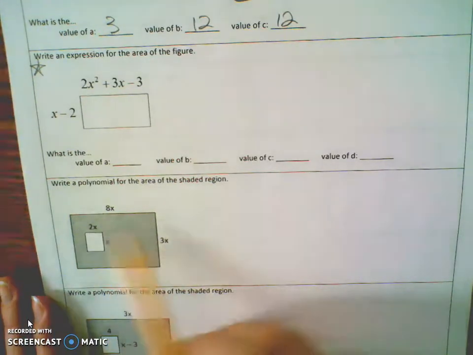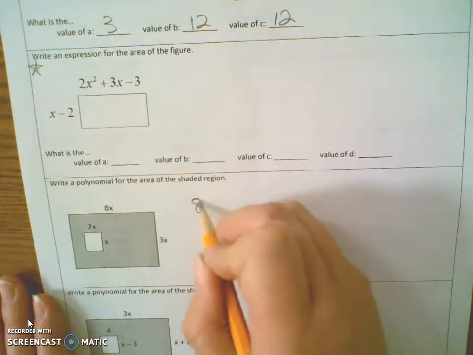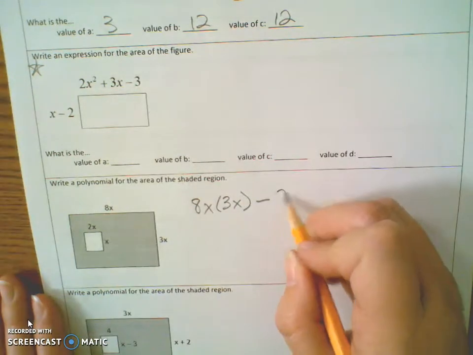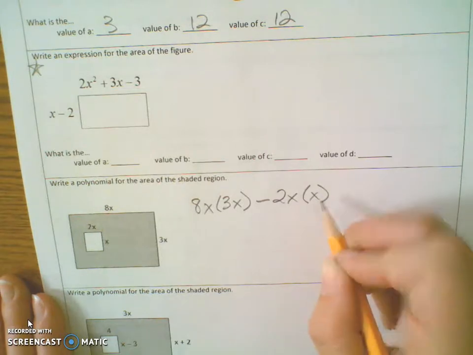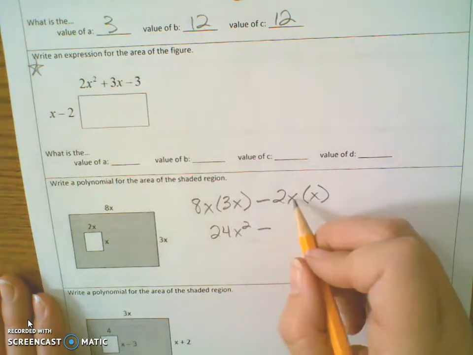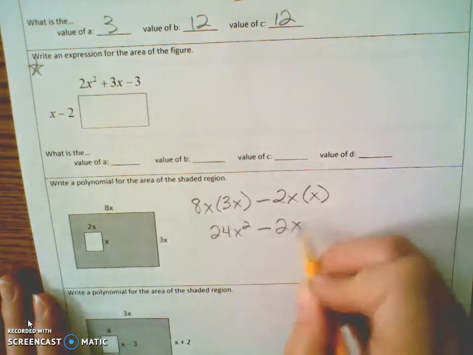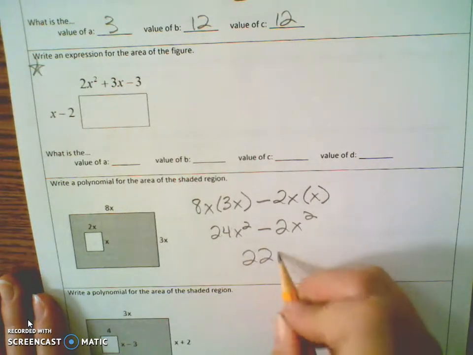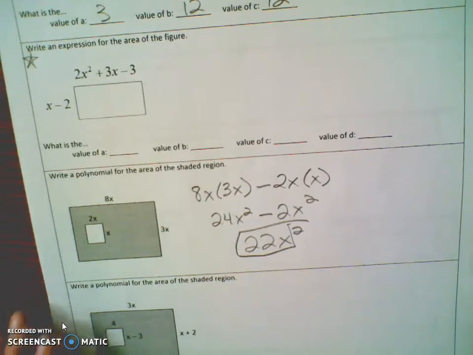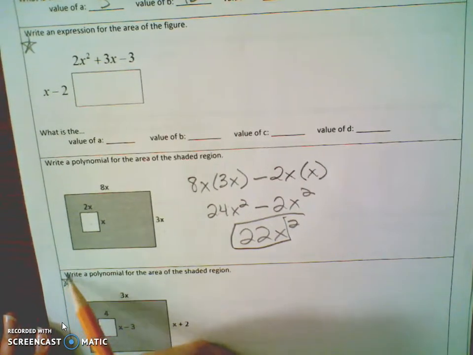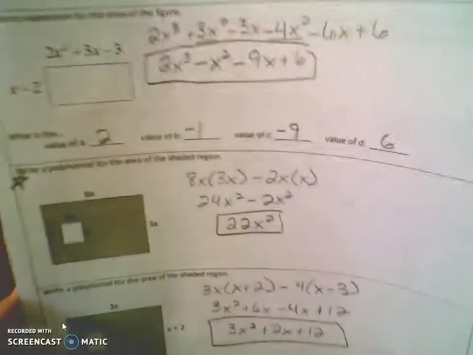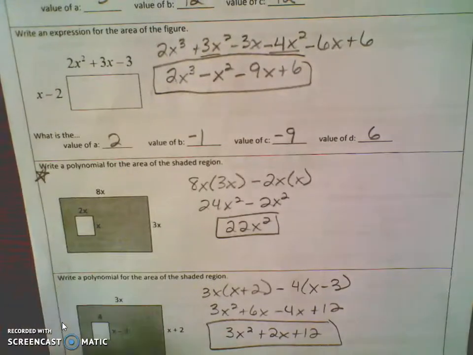So we want the area of the shaded region. So we're going to do the big rectangle, 8x times 3x, minus our little rectangle, which is 2x times x. So 8x times 3x is 24x squared, minus 2x times x is 2x squared, and then when we subtract those, we get 22x squared. Okay, you go ahead and try the other two problems on that page and pause it, and I will show you the answers. There they are.